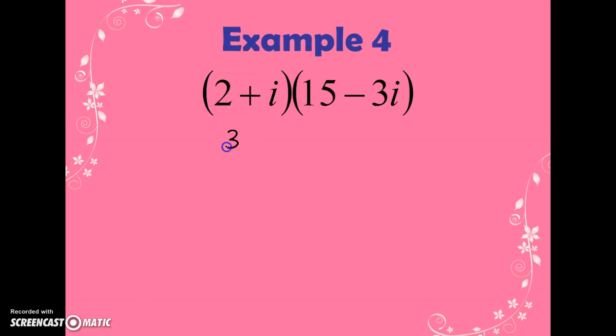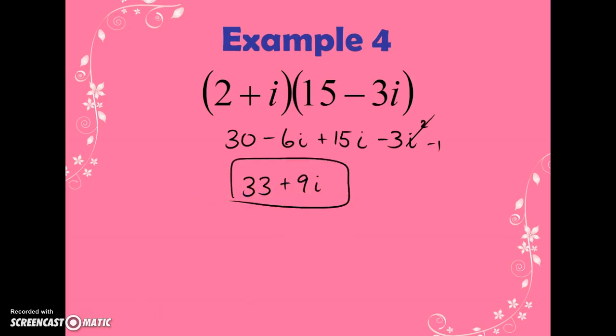We just FOIL it out like regular. 30 minus 6i plus 15i minus 3, and then i times i makes i squared. General rule is you don't want i to have any exponent, so when you see an i with a bigger exponent, you immediately think about how to reduce it. i squared we defined as negative 1. Negative 3 times negative 1 becomes positive 3. 30 plus 3 becomes 33. Negative 6 plus 15 is going to be plus 9i. And that's my answer.